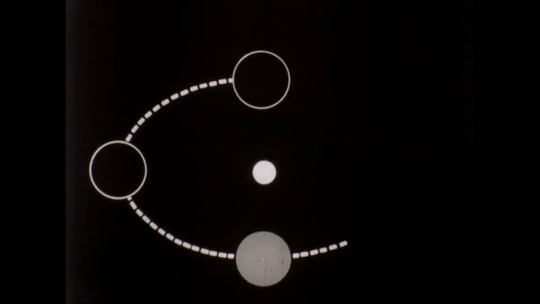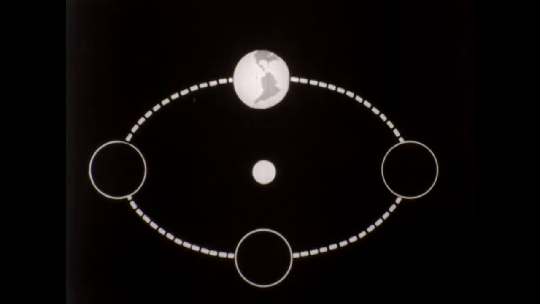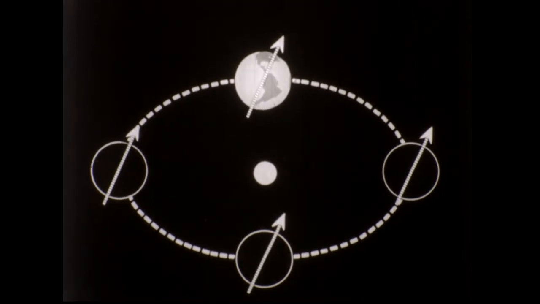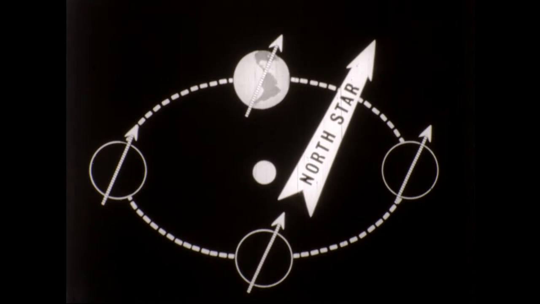At any position we might choose along the Earth's path around the Sun, the Earth's axis would have the same tilt or inclination. And notice, the North Pole always points in the same direction in space, which is toward the North Star.